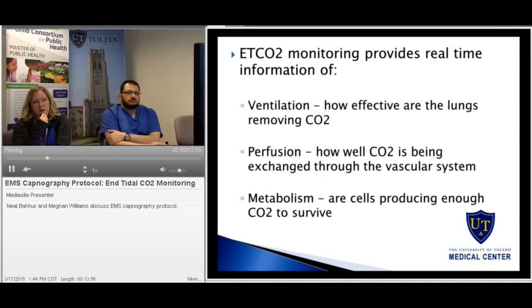The end-tidal CO2 monitoring also provides real-time information on three different things. First being ventilation, so how effective are the lungs at removing the carbon dioxide? It will show you perfusion as well, how well is carbon dioxide being exchanged through your vascular system, and metabolism, are your cells producing enough carbon dioxide to survive?